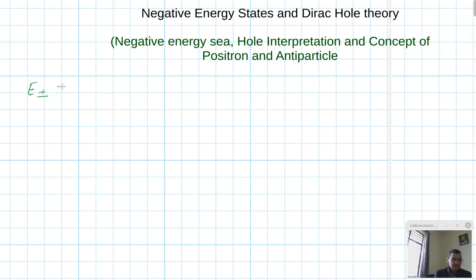So as we know, E plus minus is equal to (m naught squared c to the power 4 plus c squared p z squared) whole raised to power 1 by 2. So here each is occurring twice, that's what we have to keep in mind.